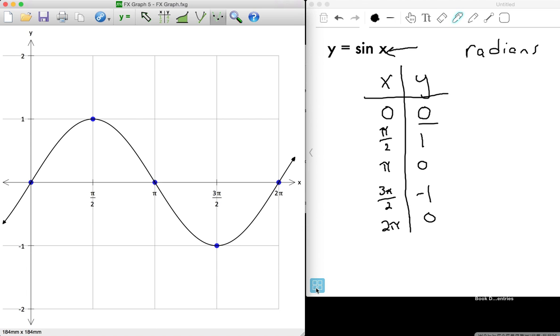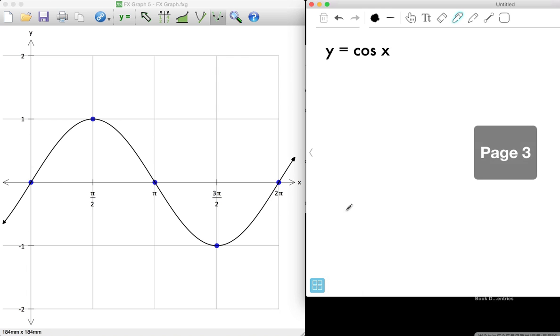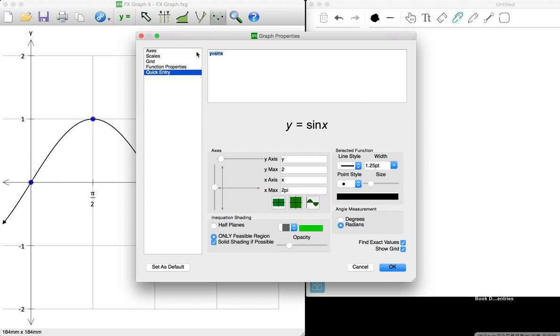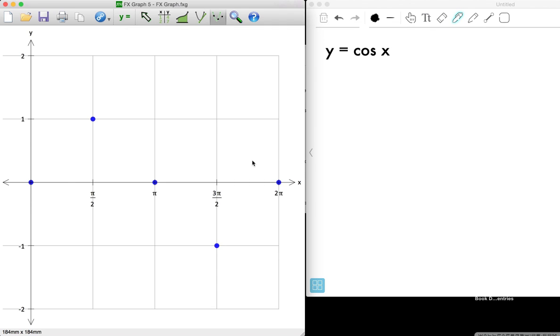The next parent graph I'm going to look at is cos x. Very similar values, as you're going to see. Just let me clear this graph out of here. Okay, and let me see if I can get these points out of here. If you'll indulge me. Okay, let's take a look at y equals cos x.